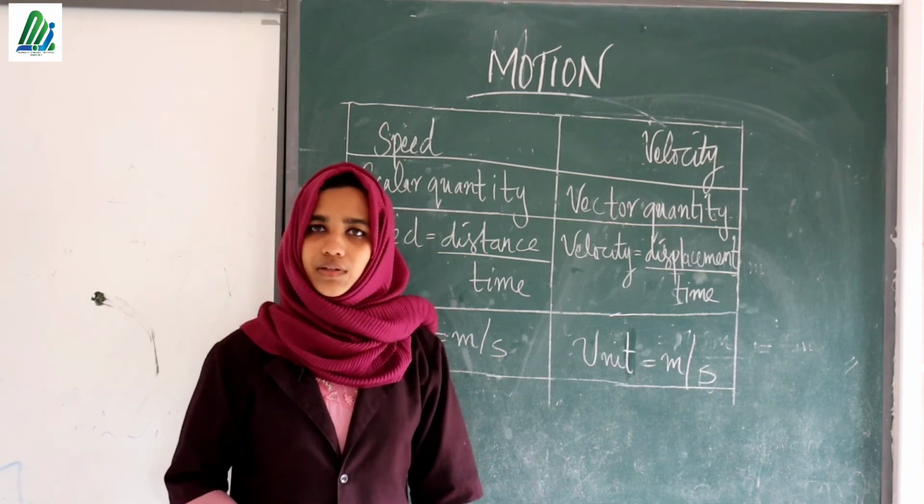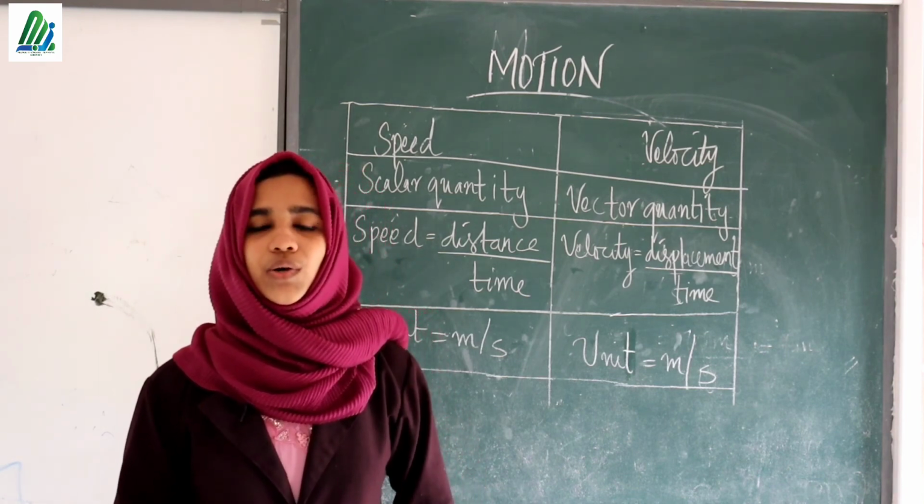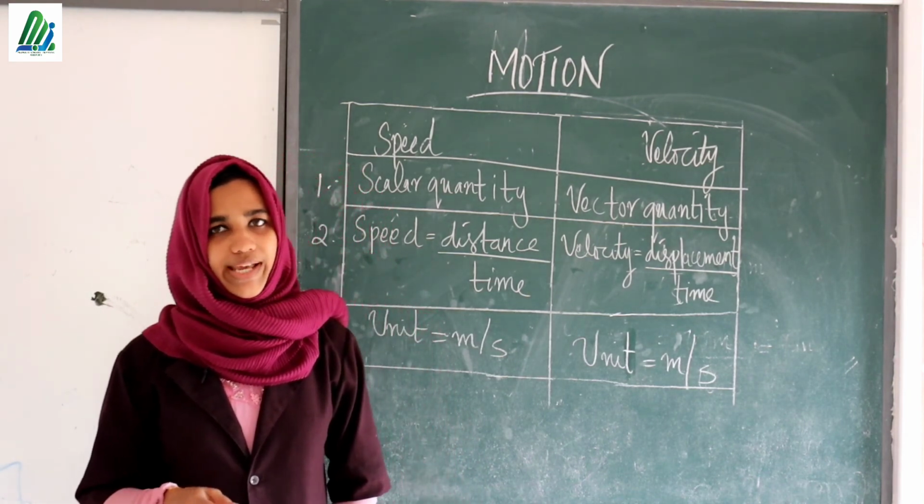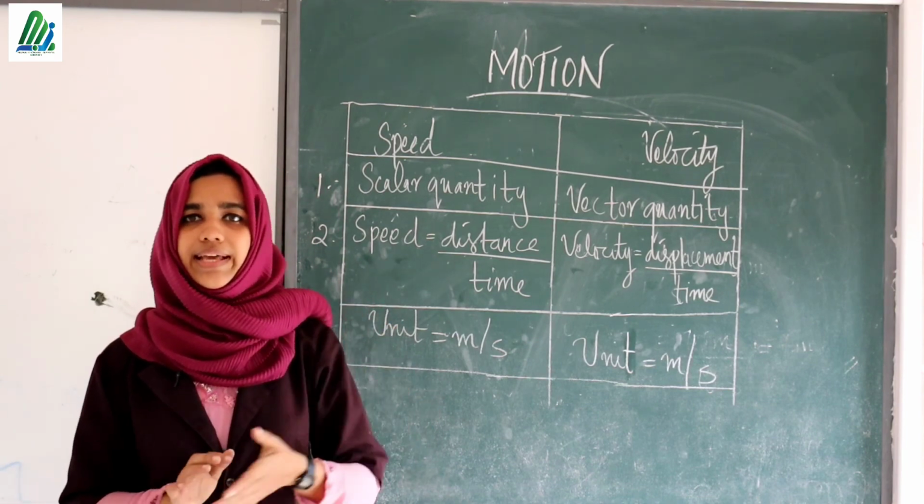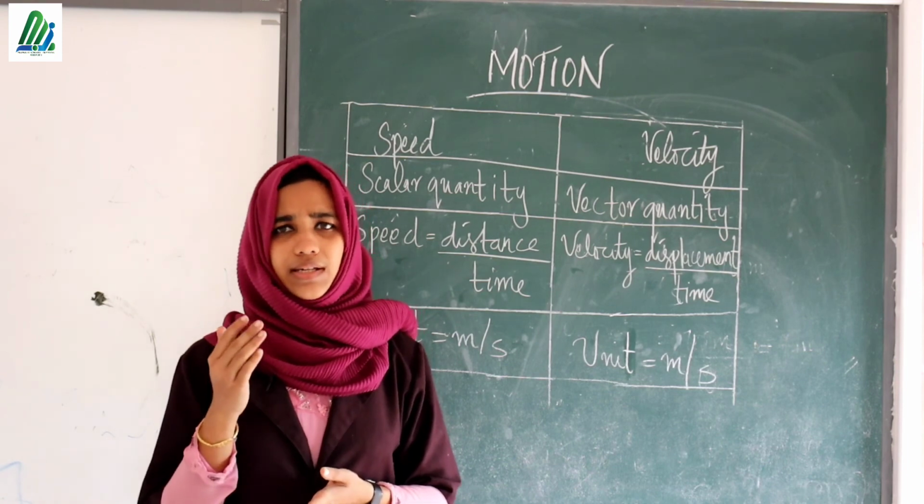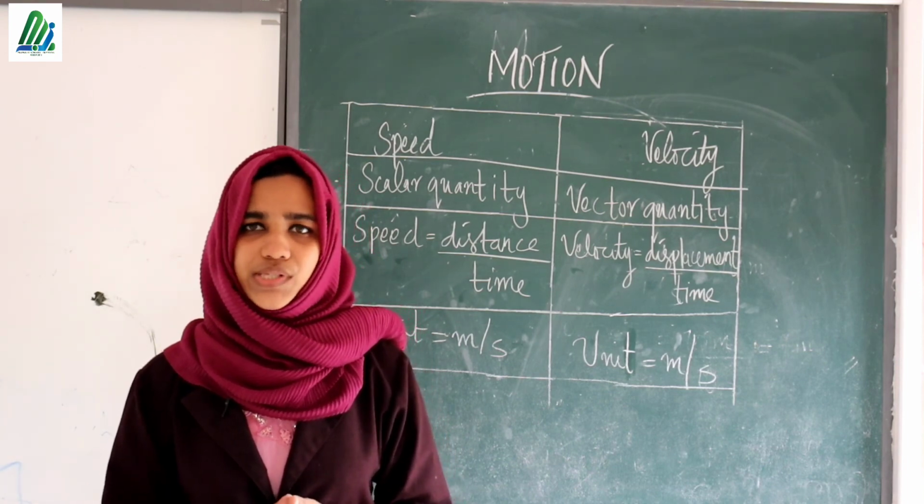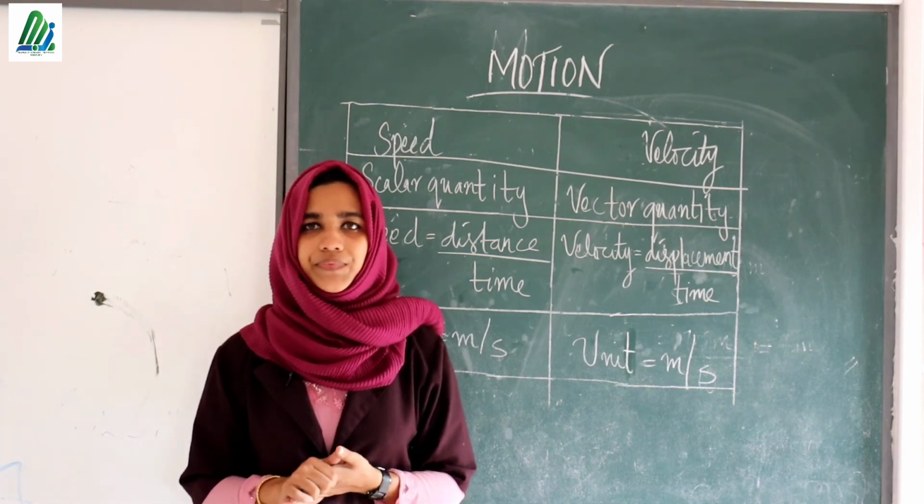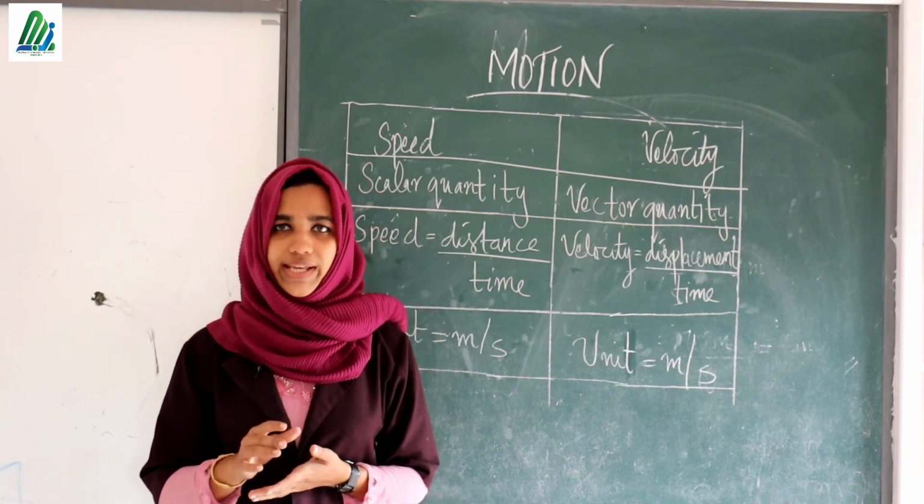Okay, did you get the idea? So these are about today's class. First we did a table, then second we studied speed and velocity. Is it clear? So these are about today's class.